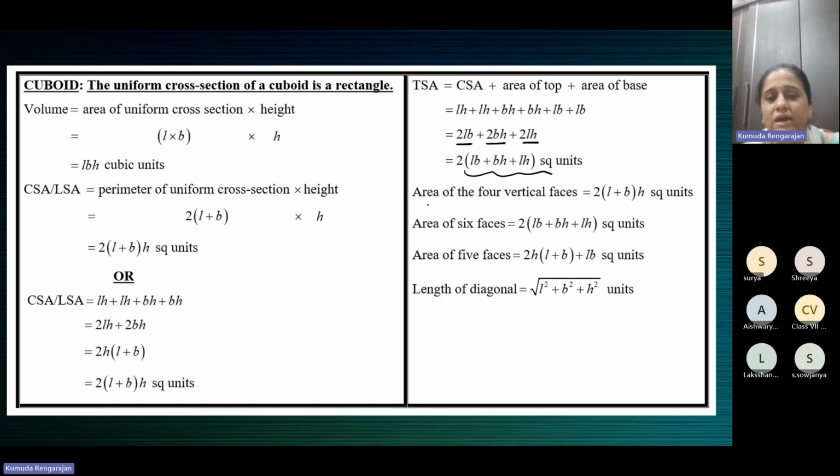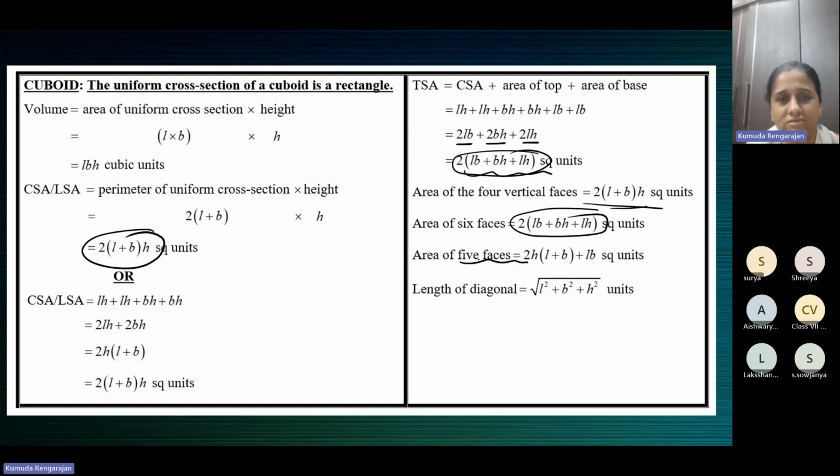So what have we understood? Area of the 4 vertical faces is 2 into L plus B into H. Area of all the 6 faces is 2 of LB plus BH plus LH. And in some case, if you want to find the area of 5 faces, then it is area of 4 faces plus the area of 1 face. Area of the 4 faces is 2H into L plus B. Area of 5 faces, I mean the CSA plus either the bottom or the top.